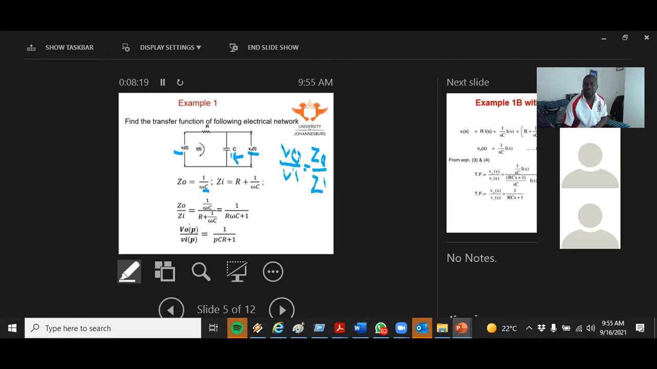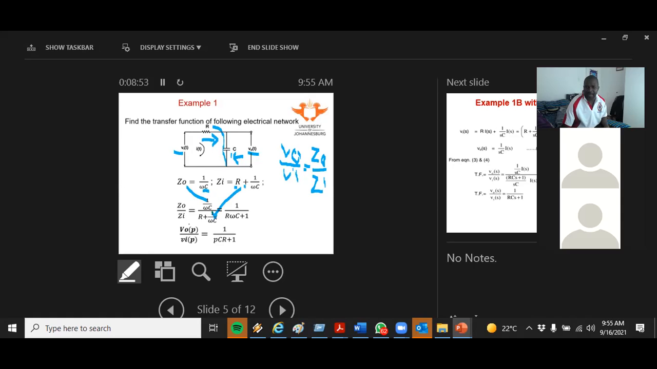What about Z in? When you look that way, you see R in series with the cap. That formula we already have, 1 over omega C. We just have to add the value of R to it for Z in. And then we substitute in the equation of Z out over Z in. Then we have 1, that's for Z out, it comes there. And then that one goes to the bottom.